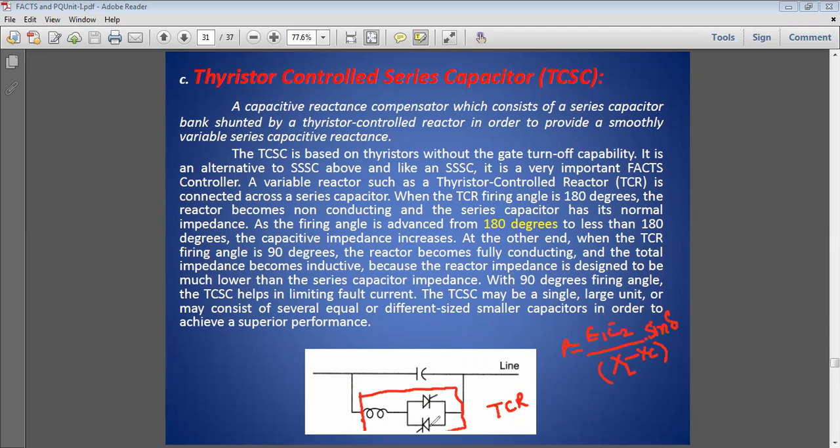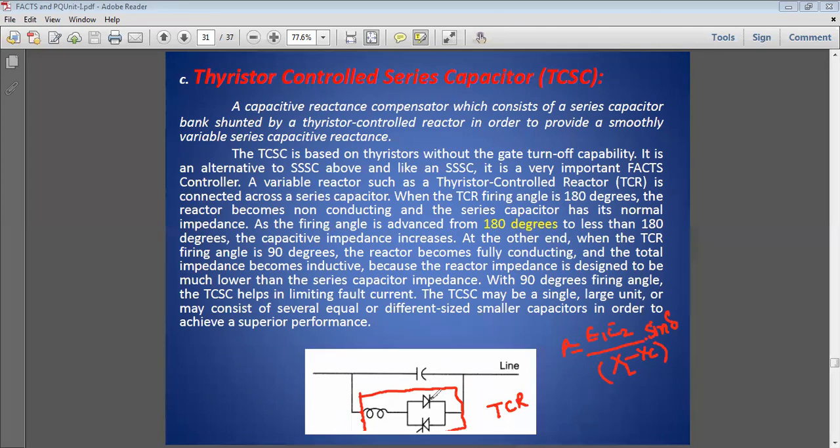As the thyristor conducts 100%, what happens? The capacitor is not used in the transmission line, whereas the inductor is introduced in the transmission line. When the thyristor is off, meaning the conduction angle is equal to 0, the firing angle is at its limit. Under such condition, whatever the value of the capacitor, it gets included in series with the transmission line.